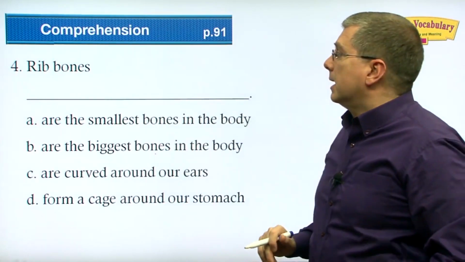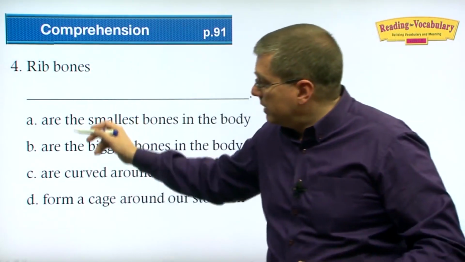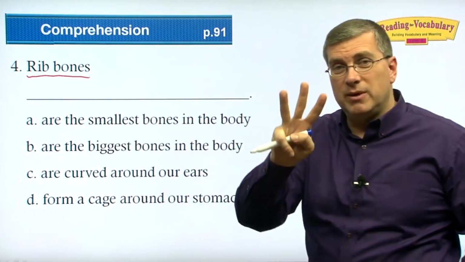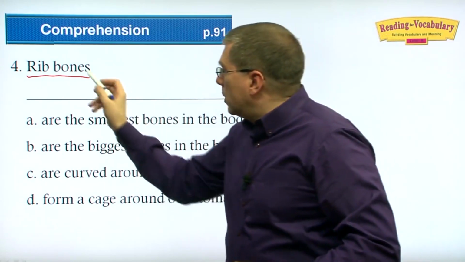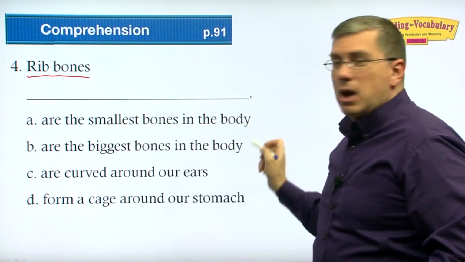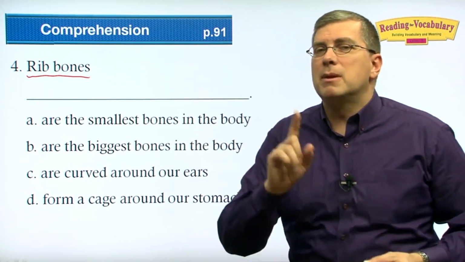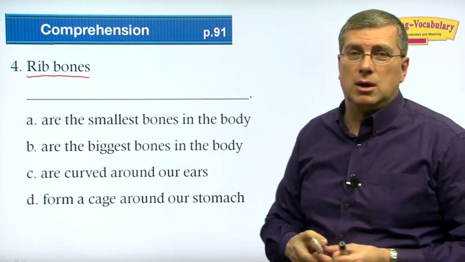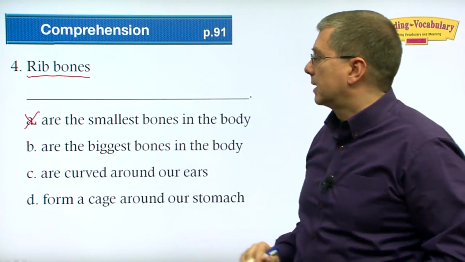Okay, number 4, rib bones. Now we're looking for one of these statements that should be true about rib bones. 3 will be false, 1 will be true. Which one is it? A. Rib bones are the smallest bones in the body. Are our rib bones the smallest bones? No. Remember the passage said the bones in your ear are the smallest bones in your body, not your rib bones.